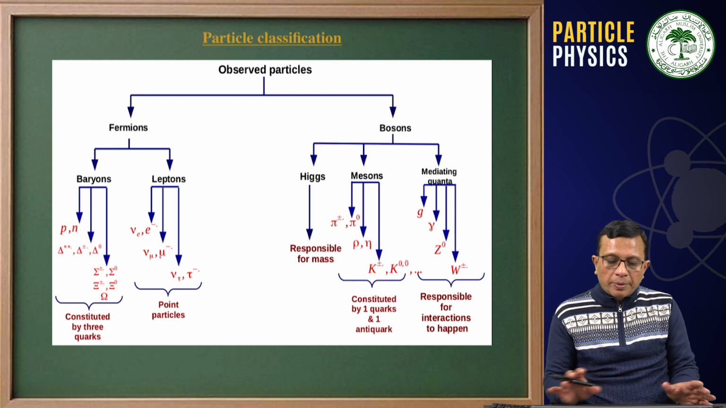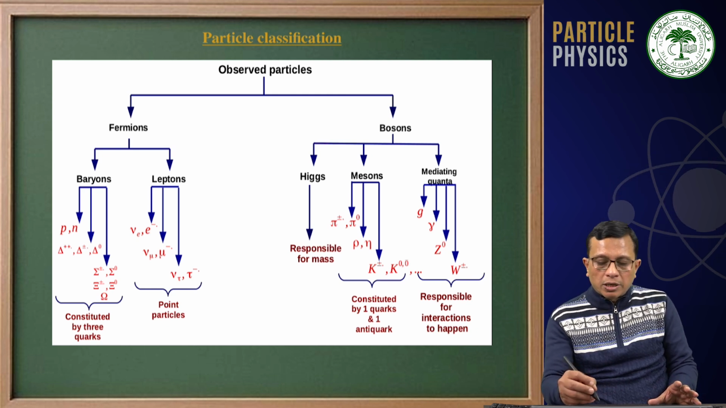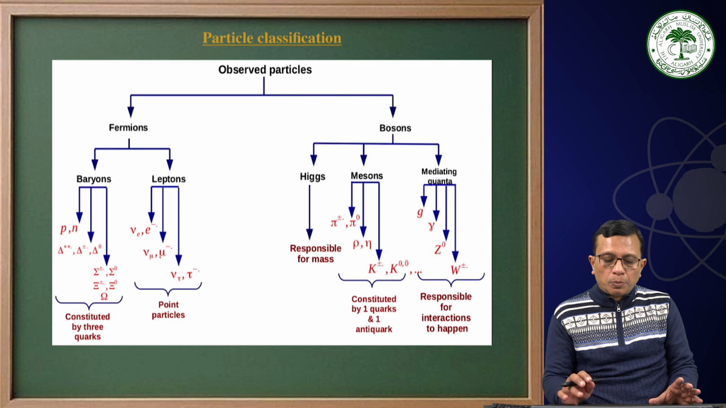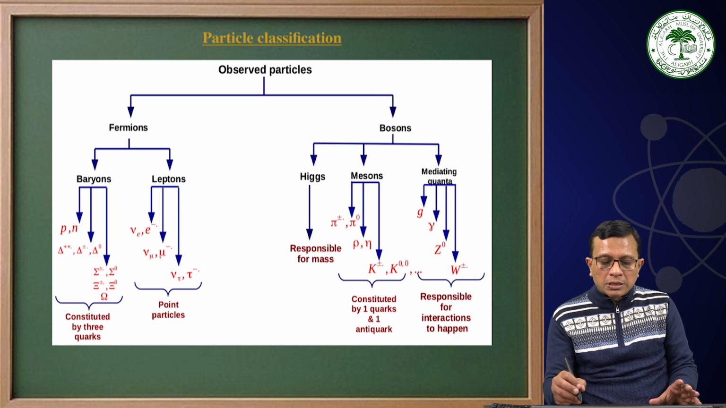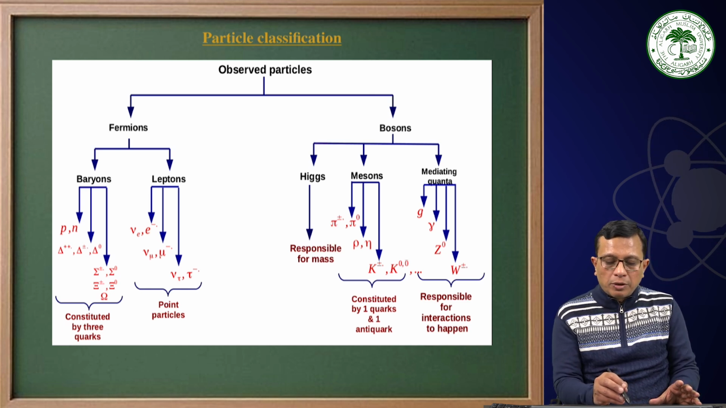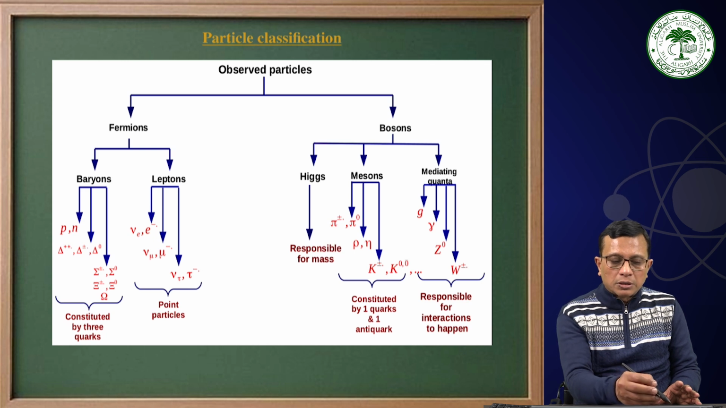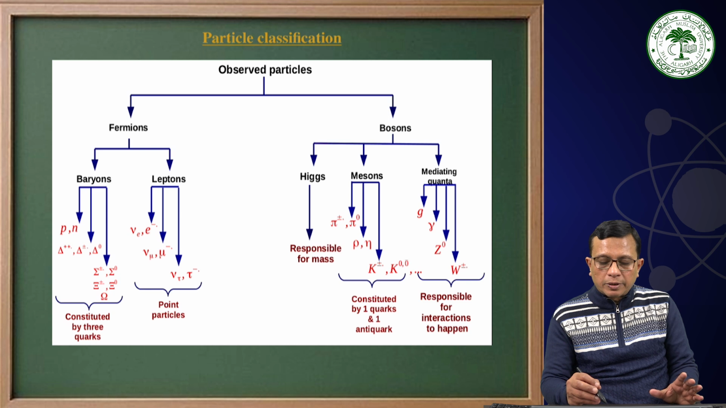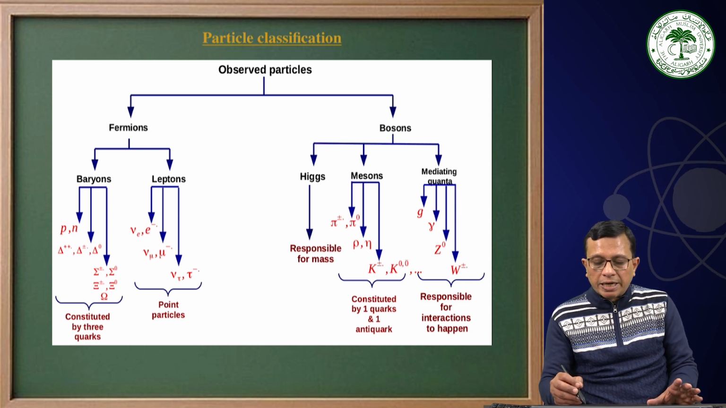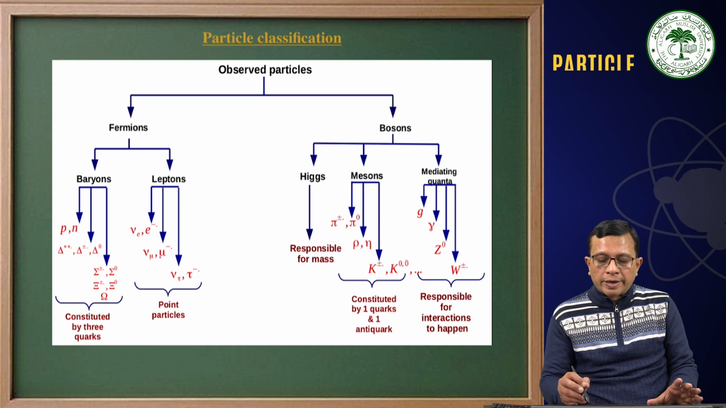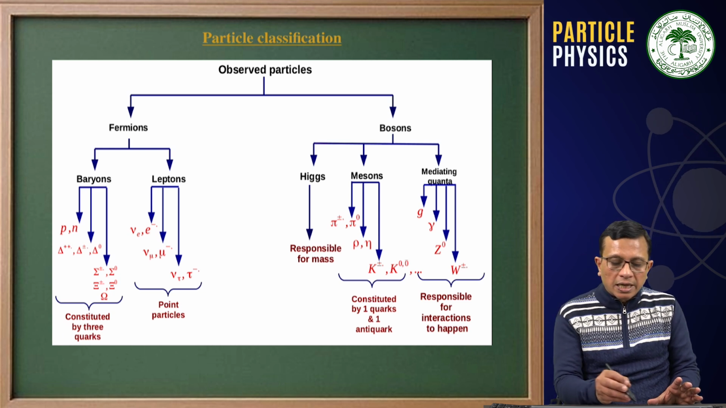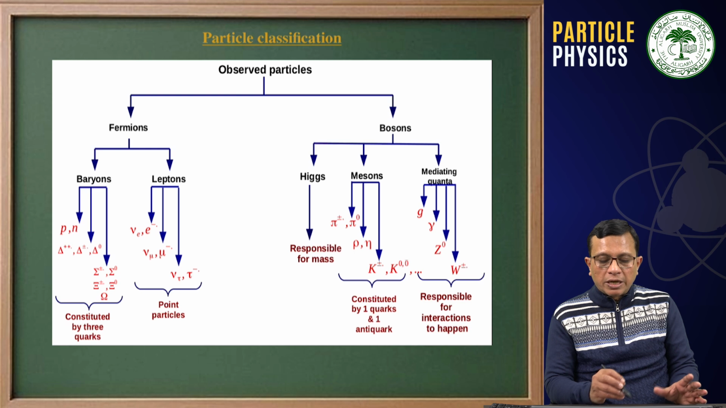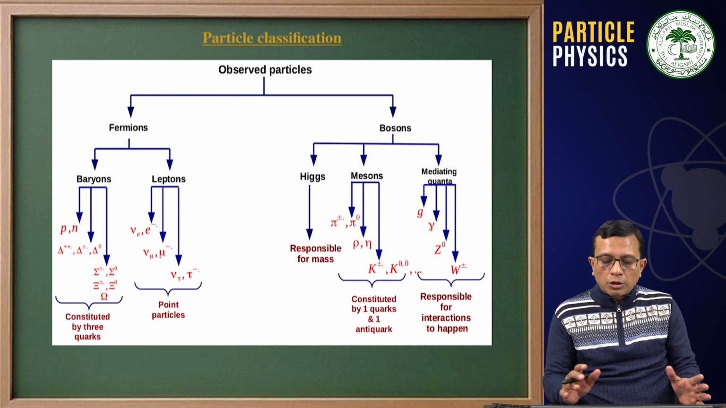To summarize these lectures: particle classification into two broad groups, fermions and bosons. For fermions, we have baryons and leptons. For bosons, we have the Higgs boson, which is responsible for giving masses to the particles, mesons, which we have discussed, and then the mediating quanta. All these examples are for the bosons, and here the examples are for the fermions. Together, the fermions and the bosons constitute the observed particles.